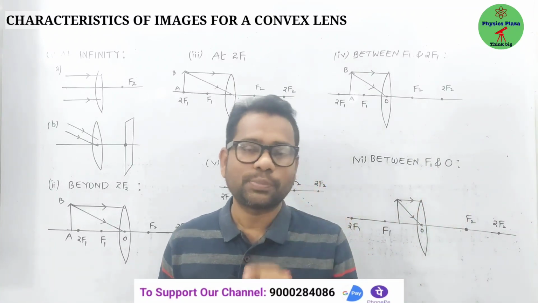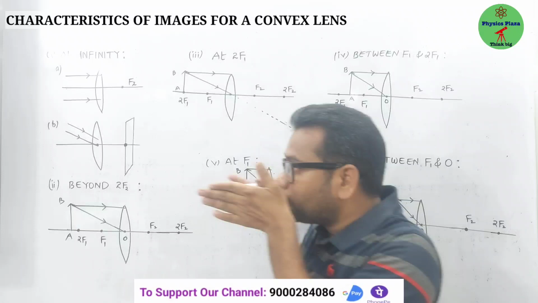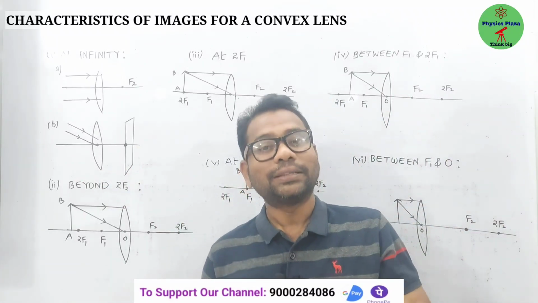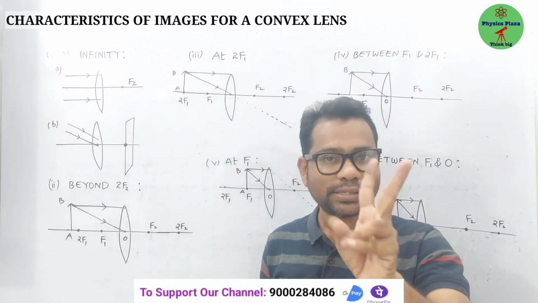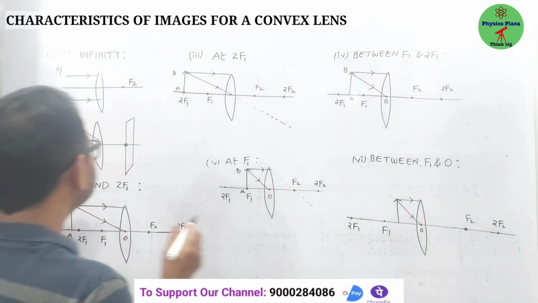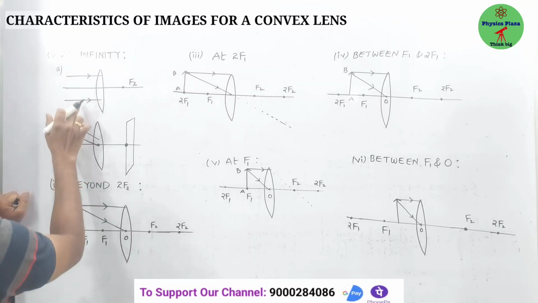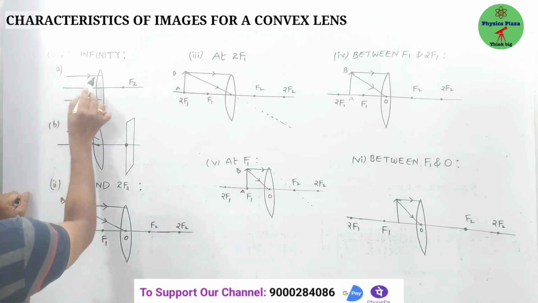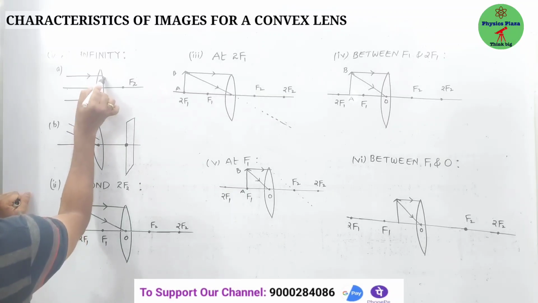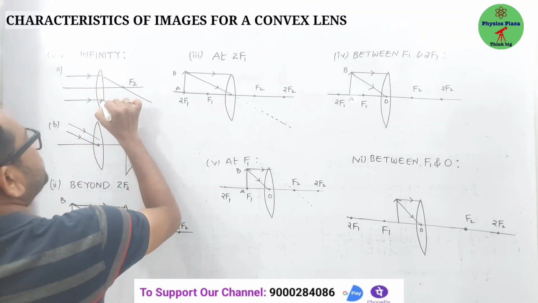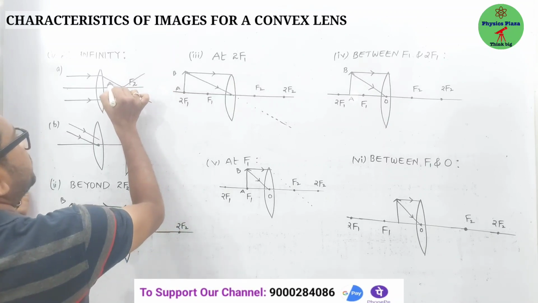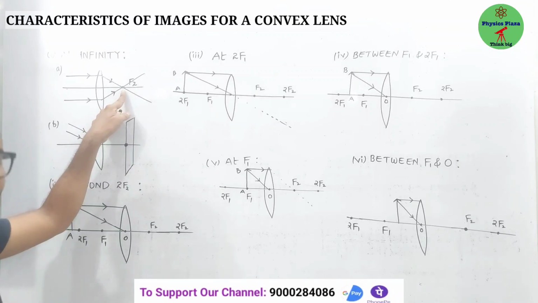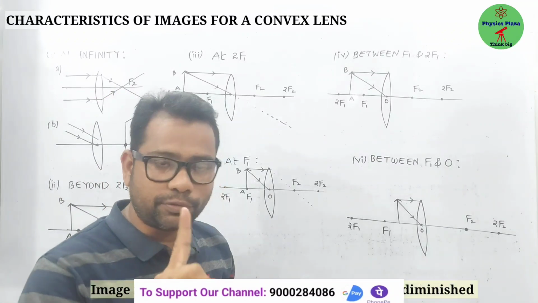Children, parallel light rays might be parallel to the principal axis, or they may not be parallel to the principal axis. So we have two cases. That is the first case. Here, a parallel beam of light rays is parallel to the principal axis. We already learned that if any light ray comes parallel to the principal axis, after refraction it has to pass through the focus. Now, where are the light rays meeting? At F2.